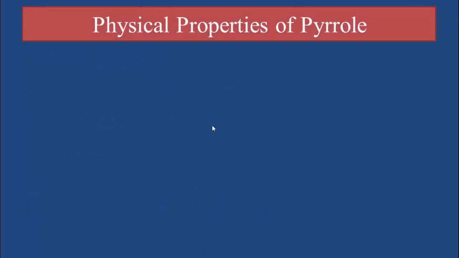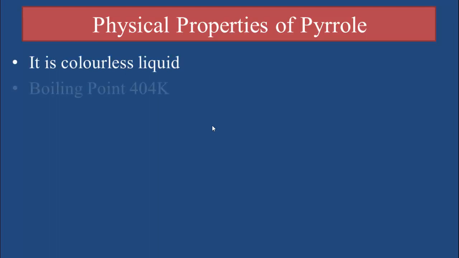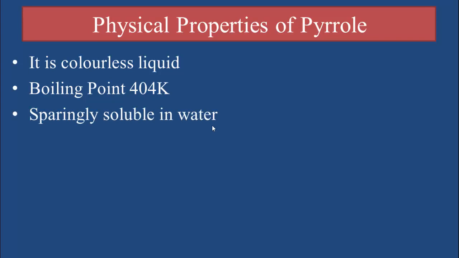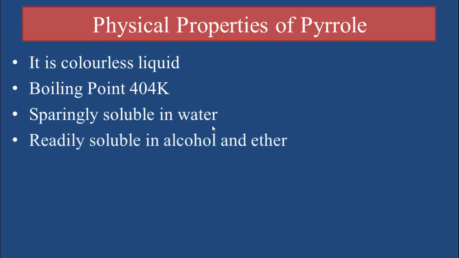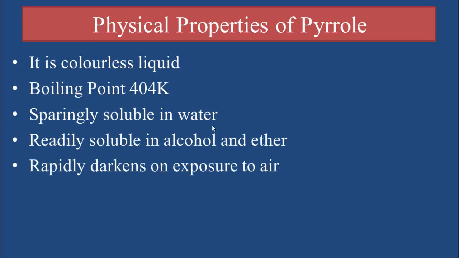Now, what are the physical properties of pyrrole? It is a colorless liquid. Its boiling point is 404 Kelvin. It is sparingly soluble in water but readily soluble in alcohol and ether. It rapidly darkens on exposure to air because of air oxidation of pyrrole. These are the various physical properties of pyrrole.